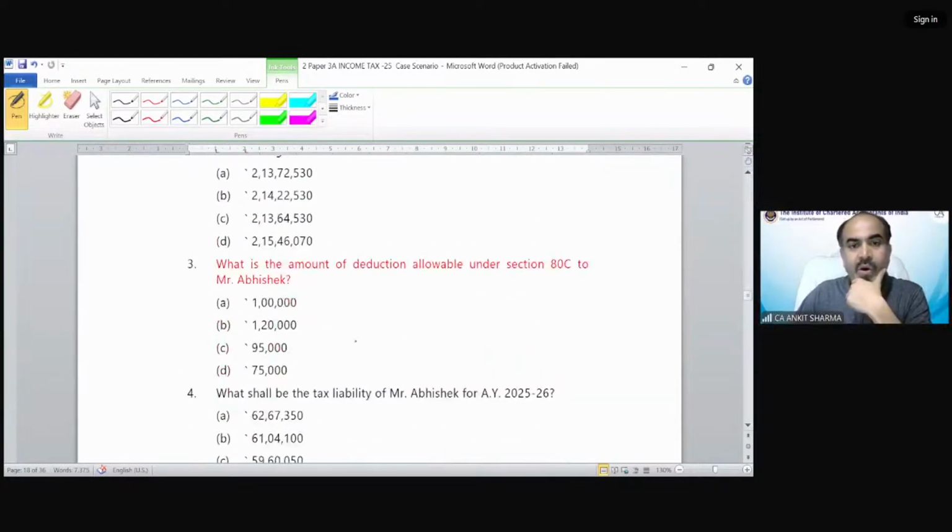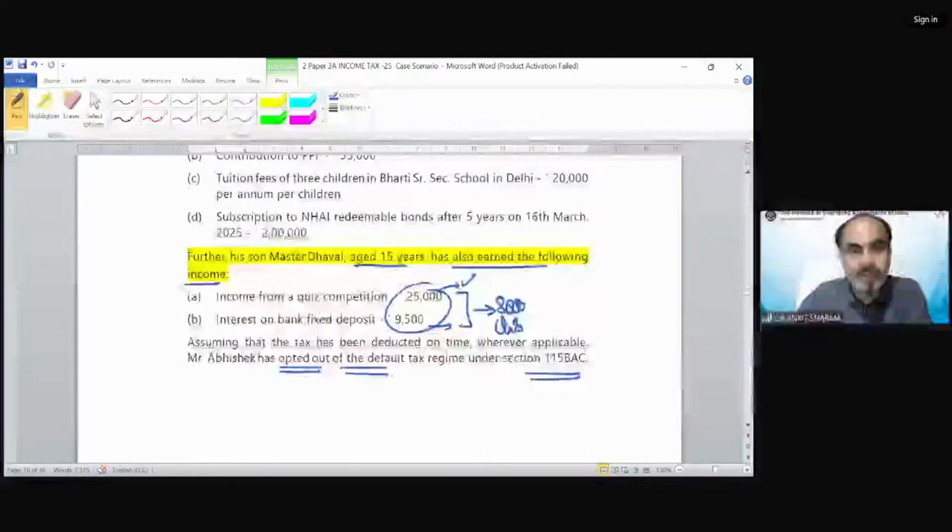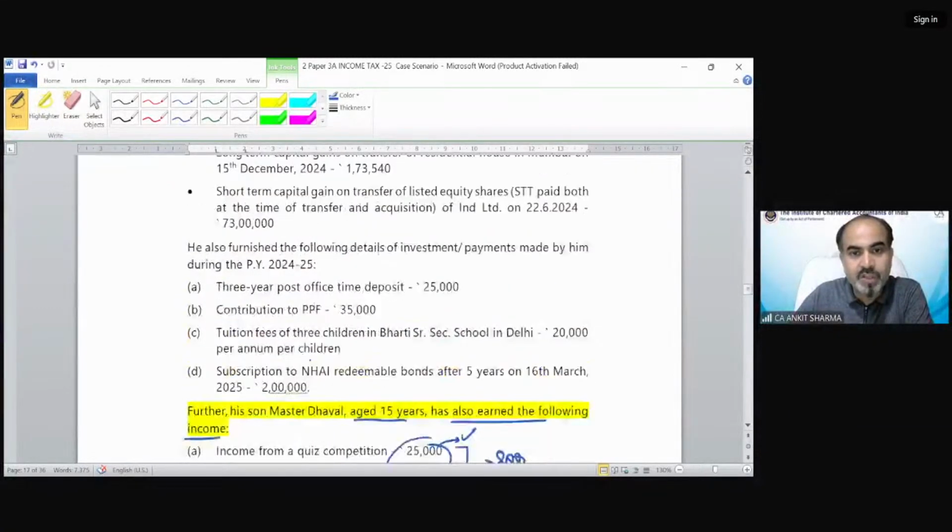Well done. Now, what is the amount of deduction allowable under section 80C to Mr. Abhishek? Now we have to find out how much deduction Abhishek can claim under section 80C. So for that purpose, we have to see what the provision for deduction is. He also furnished the following details of investment payments made by him during previous year 24-25. First is 3-year post office time deposit, contribution to PPF, tuition fee for 3 children in Bharati Senior Secondary School in Delhi, 20,000 per child per annum, and subscription to NHAI redeemable bond after 5 years on 16th March 2025, 2 lakh rupees.